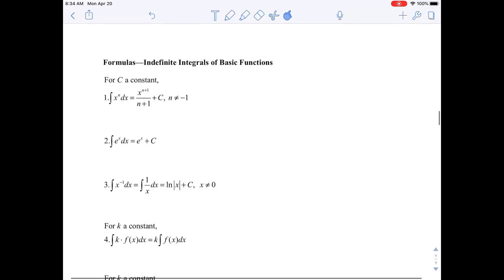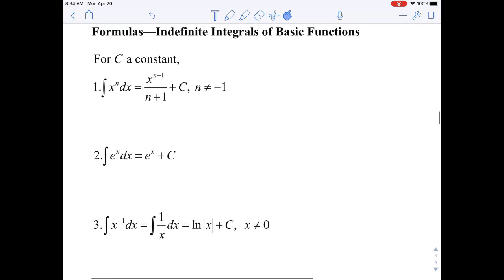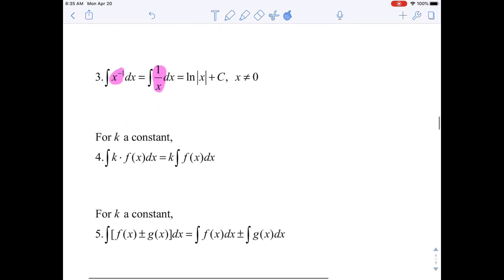So here are some basic functions, and I kind of explained it in my first example. Rather than when we take the derivative, we subtract 1, when you take the integral, you add 1, and then you divide by that. The integral of e to the x is e to the x because the derivative of e to the x is e to the x. And the integral of x to the negative 1, or 1 over x, think about what did we take the derivative of that gave us 1 over x, but it was natural log. Okay, and again, they're families, so you have to add the plus c.